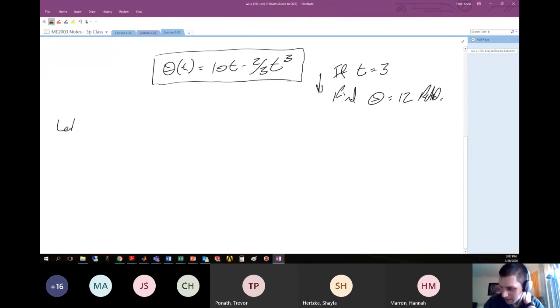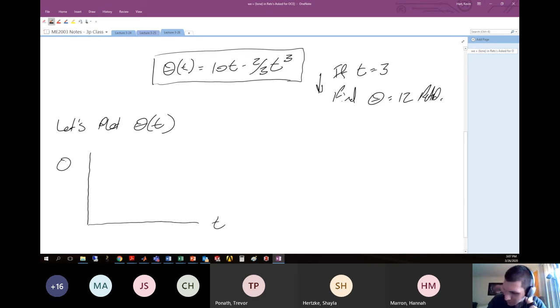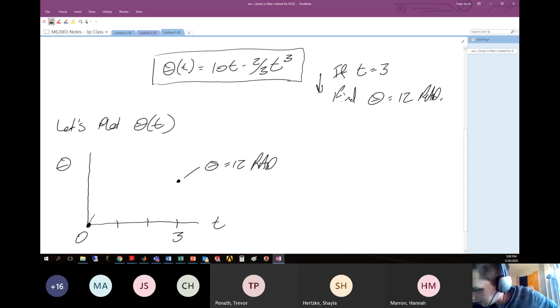So let's plot theta as a function of time. This will be a very crude graph. You could probably do this in MATLAB or on your calculator if you want to see what the actual function really looks like. But here we're interested in the domain 0 to 3 seconds. We know when t is 3 seconds, the value of theta is 12 radians. We also know at the very beginning that our angular position is 0 at time 0. We want to plot what this particular function looks like over time, and it will look something like this.